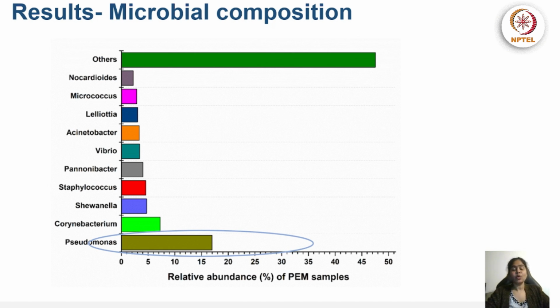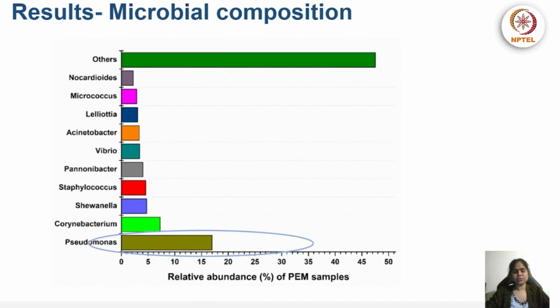But if we wanted to see the one dominant species, then we could consider Pseudomonas as the dominant one, because that contributes close to 16%, I guess, followed by Corynebacterium and Chivanella. As I mentioned earlier, this is a gram-negative bacteria, and there are a lot of gram-negative bacteria in the other section as well. And this could be a reason that we have higher gram-negative bacteria. We have proteobacteria as the dominant one in the PEM samples.